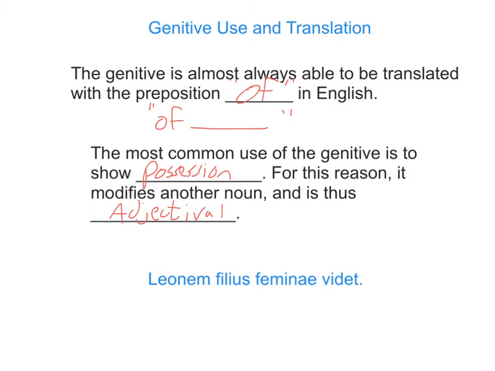Cool. All right, let's take a look at the sentence. We have Leonem filius feminae videt. Now, if we're going through this one, we say, okay, this is accusative. That's going to be the do.